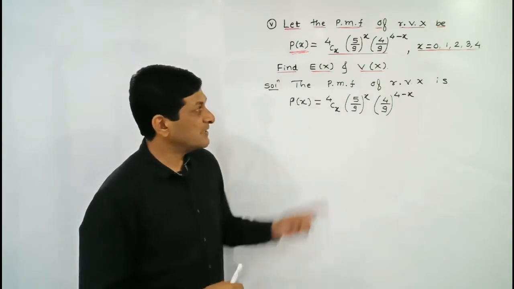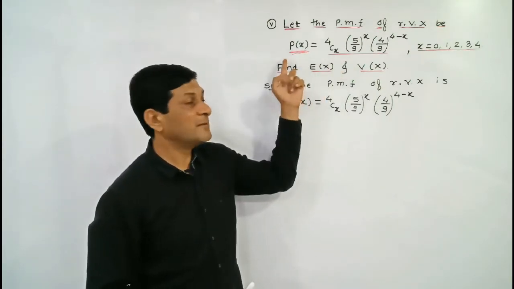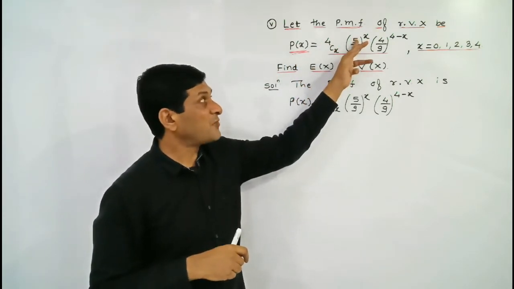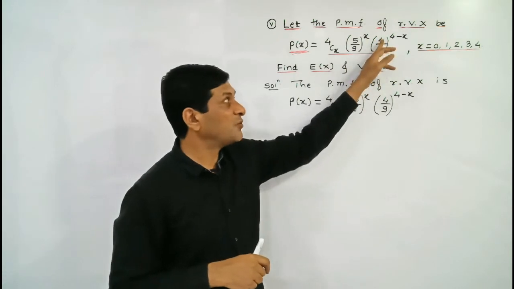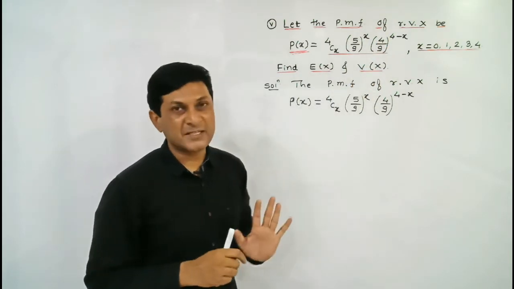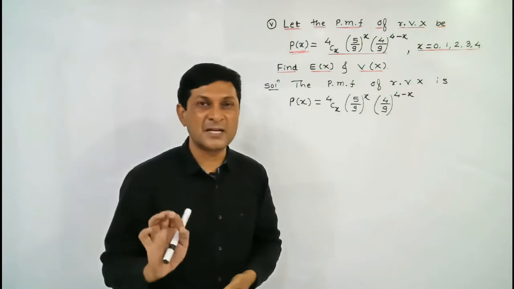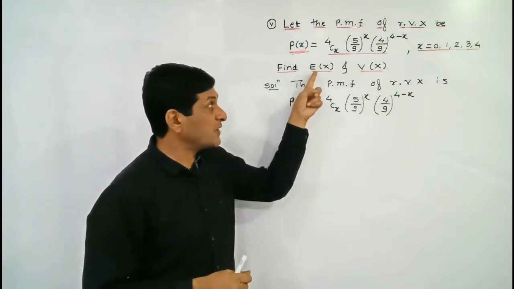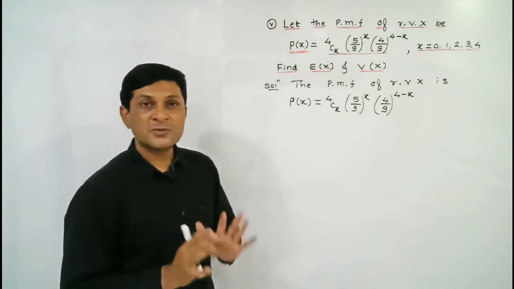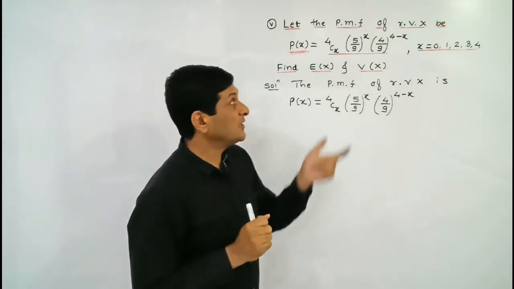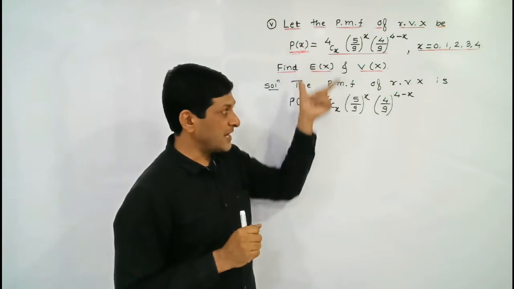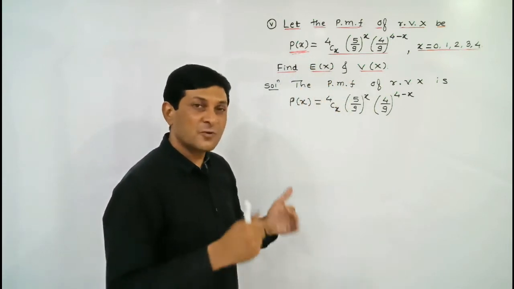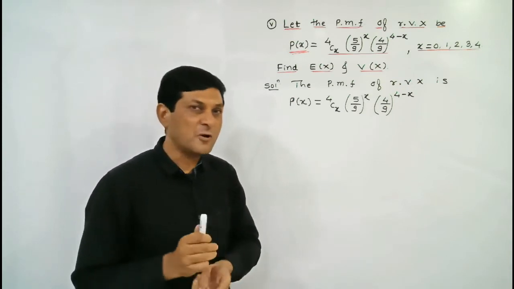In this example, the probability mass function of a random variable x is defined as p of x is equal to 4Cx, 5 by 9 raised to power x, into 4 by 9 raised to power 4 minus x, where values of random variable x are 0, 1, 2, 3, 4. Using this condition, the question is to find out E of x and V of x. So first we are considering the given condition. This is the probability mass function of a random variable x, which we have considered.